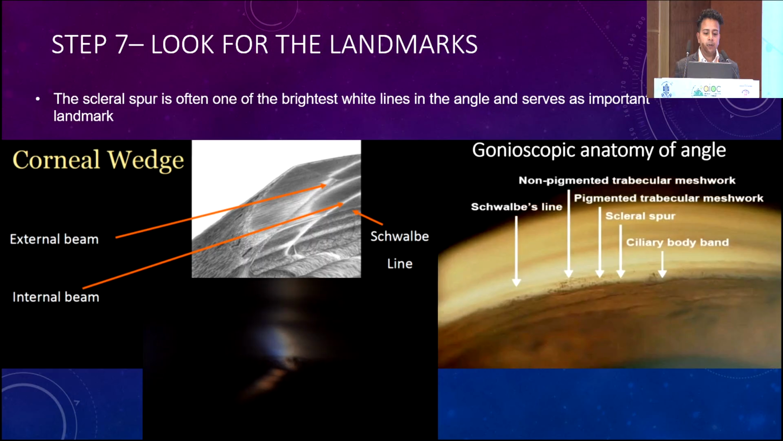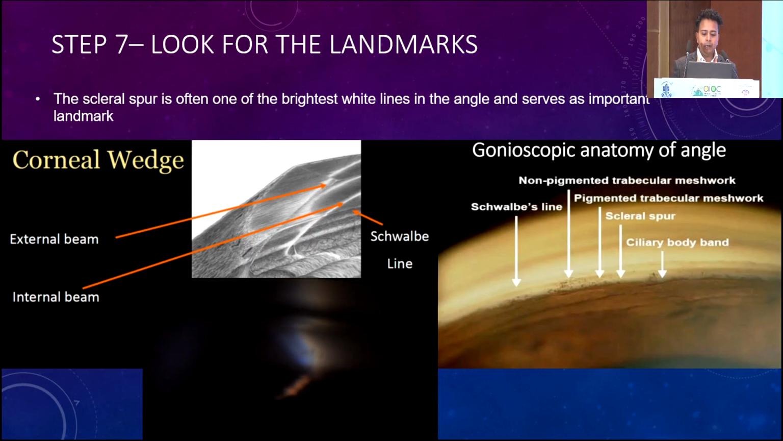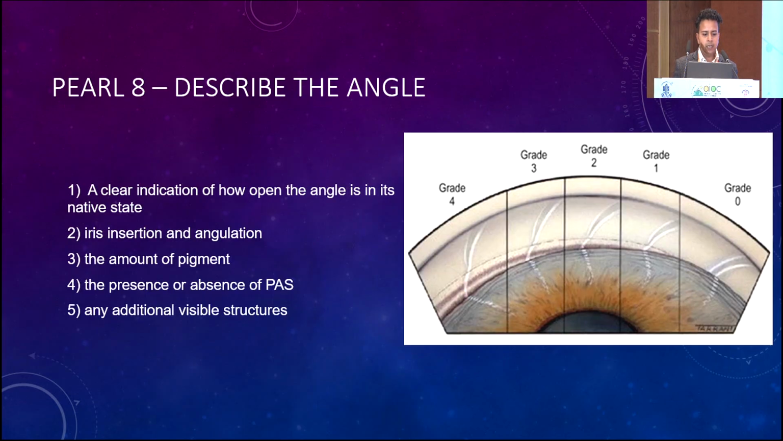Then along with that, make the external wedge, then accordingly grade your angles and describe the angle structures which you are seeing. Then describe according to whatever grading system you're using, a clear indication of how open the angle is in primary position. Note the iris insertion and angulation, the amount of pigmentation, any peripheral anterior synechiae, neovascularization, and other structures.